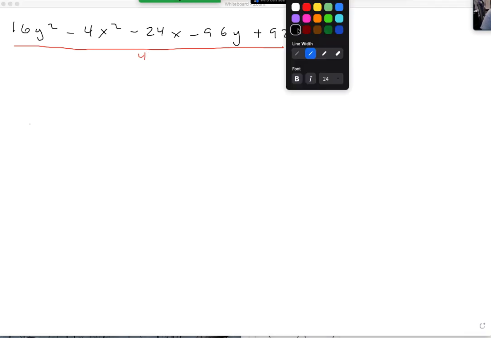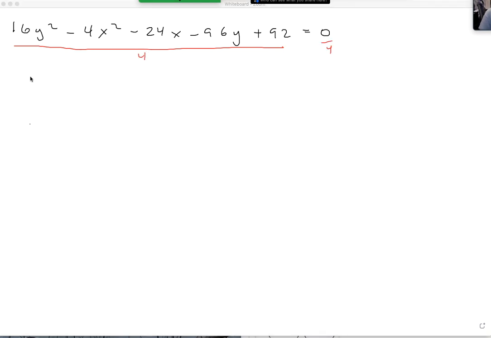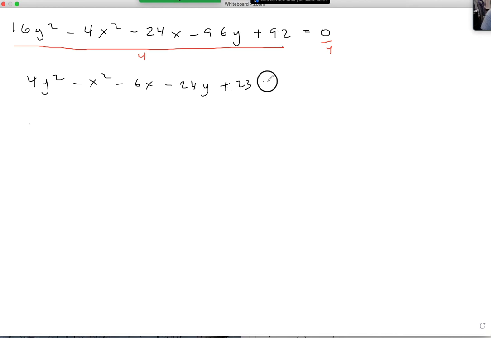So 4 into 16 would be 4y squared. 4 there would be minus x squared. 4 into 24 would be minus 6x. 4 into 96 would be minus 24y. And 4 into 92 would be plus 23 equals 0. So now I have smaller numbers, at least to deal with in the problem.